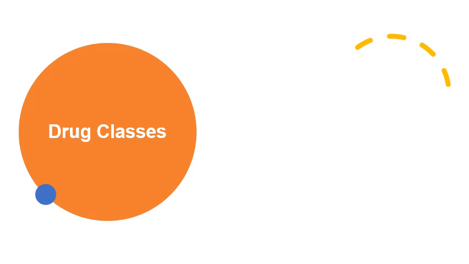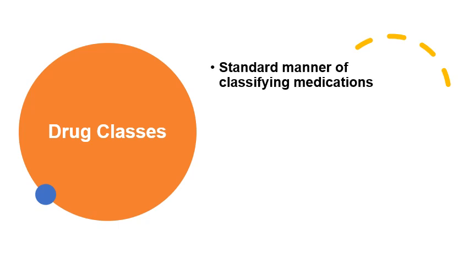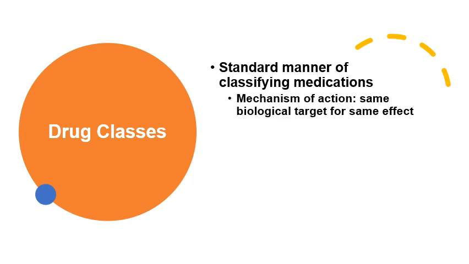So as we look at drug classes, drug classes are just a standard manner of classifying medications. Basically, in a drug class, you'll have medications or other compounds that have similar characteristics. Drugs get classified based on the mechanism of action. In other words, they bind to the same biological target and produce a similar effect.